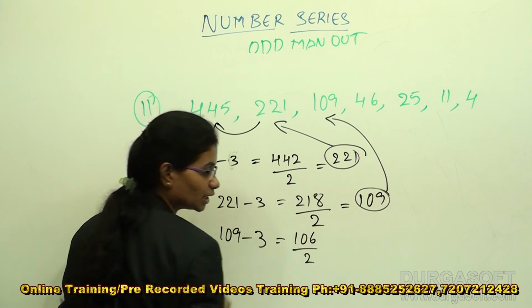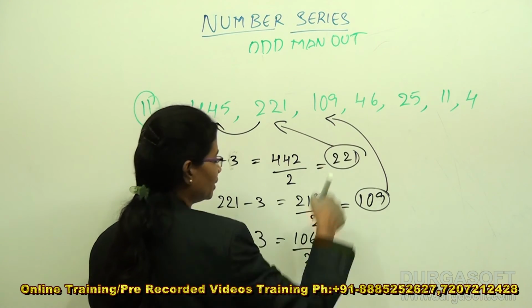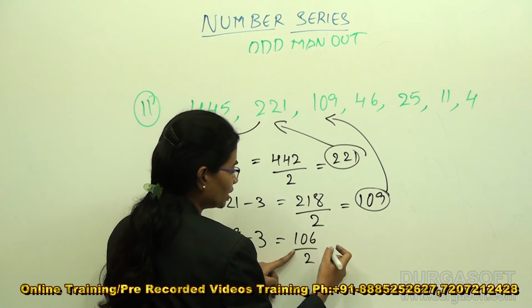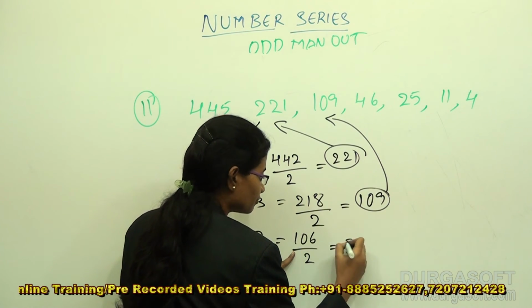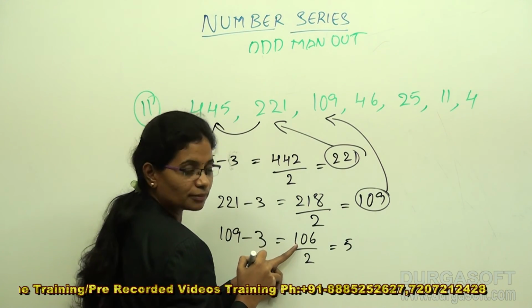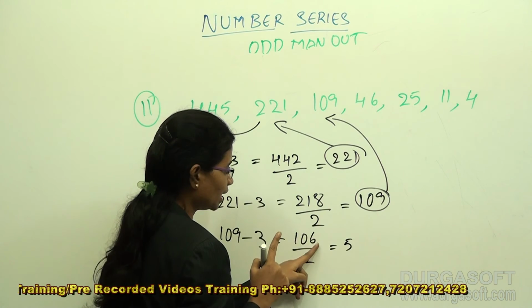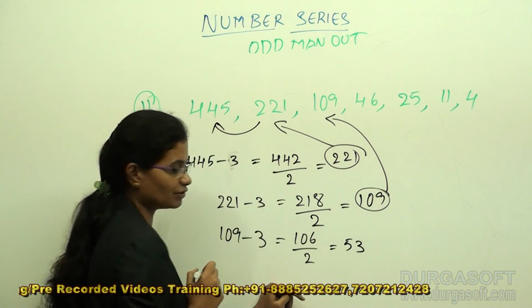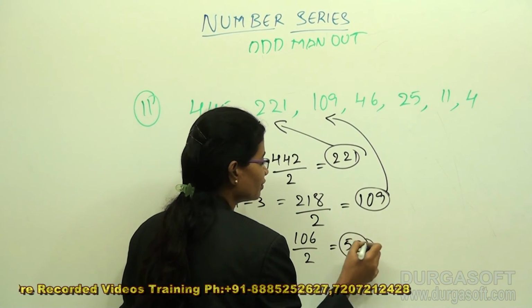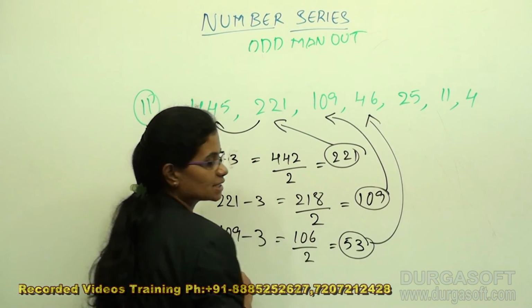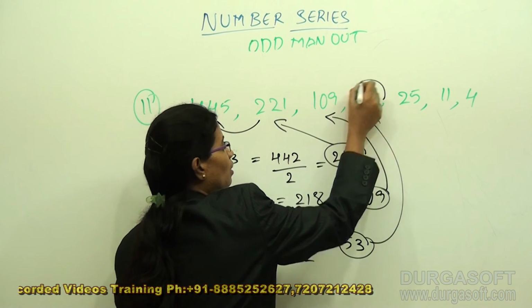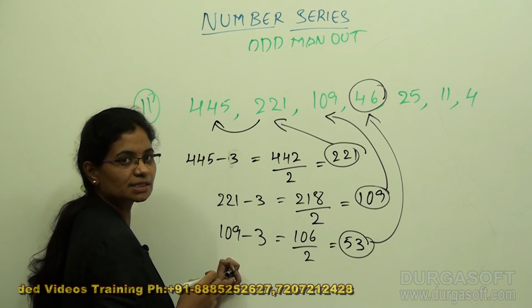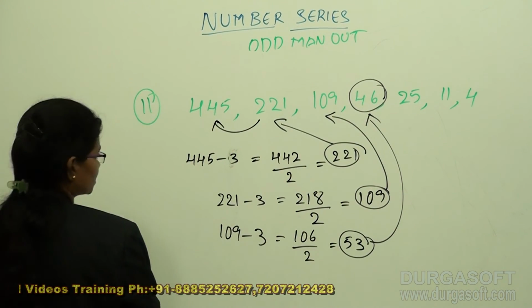106, I have to make it into 2 parts. If I take 2 parts, I will be getting 100 as 1 part is 50 and 6, 1 part is 3. So 53. I should get 53. But instead of this 53, I got 46 here. So my wrong answer will be 46 here. Let's move to the next problem.